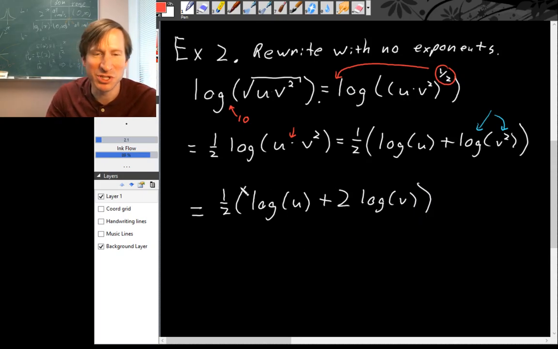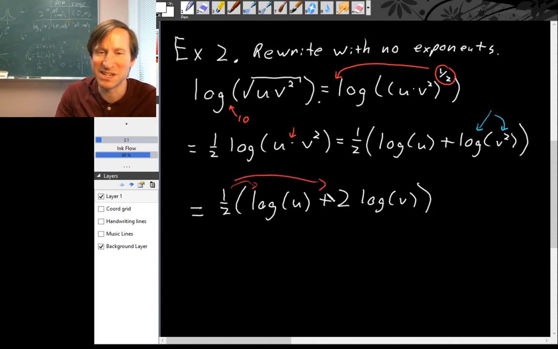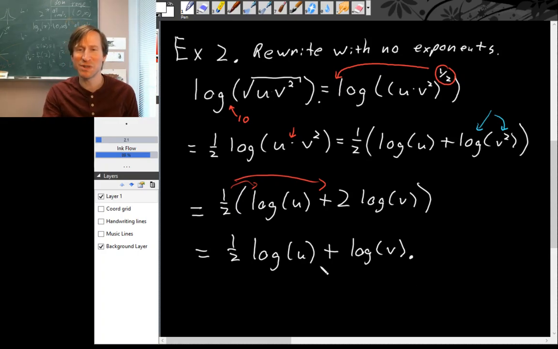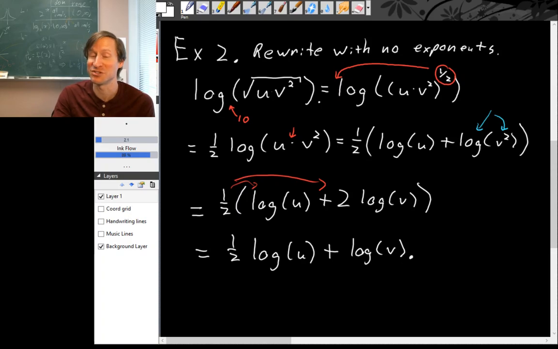And I guess maybe we should distribute this 1/2 just because some stuff is going to cancel. So we get 1/2 times log of u plus, and then the 1/2 times 2 cancels, so we get log of v. And there we go. We've rewritten the original expression, but without any exponents. We've managed to turn all of the exponents into coefficients.